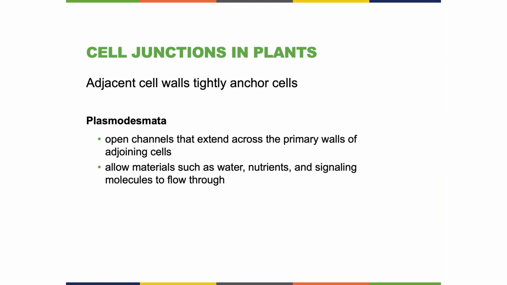Plant cells are already tightly anchored to each other because they have a rigid cell wall. And when plants develop, their rigid cell walls are anchored tightly to each other. So they don't need tight junctions or desmosomes. But they still need to pass materials from one cell to the next. And so the holes that do this are called plasmodesmata. And this lets water, nutrients, signaling molecules, waste materials flow through from one cell to the other.